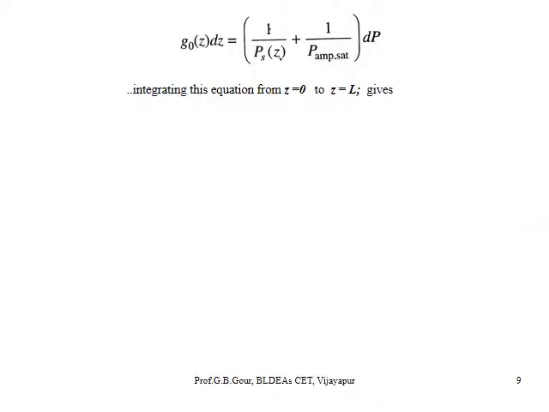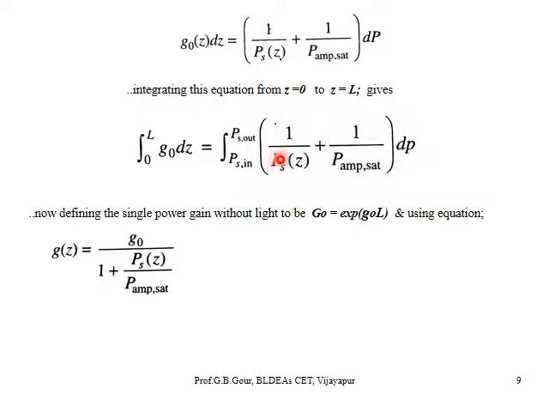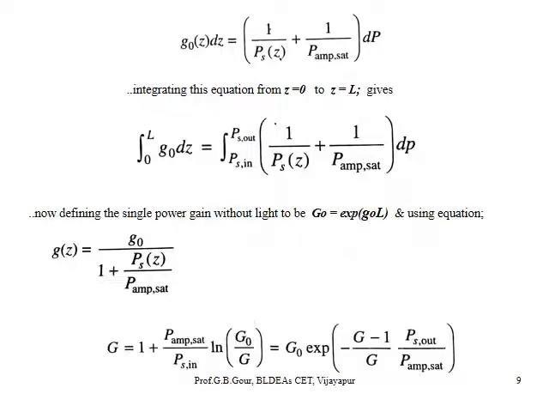So when you start with distance z equal to 0 to L, from the transmitter to some distance L, we need to integrate that. Then what will we get? The single-pass signal power gain without light, that is an exponential variation. So using that equation, the final equation is this much. If you work this out, you can easily get it. The steps are not so difficult.